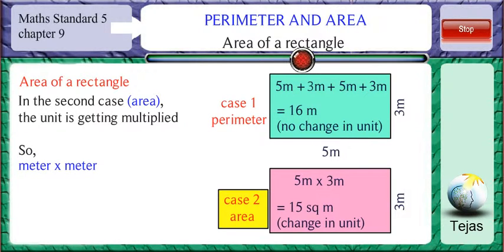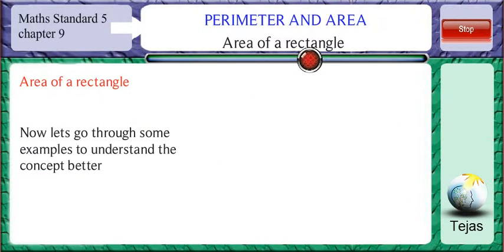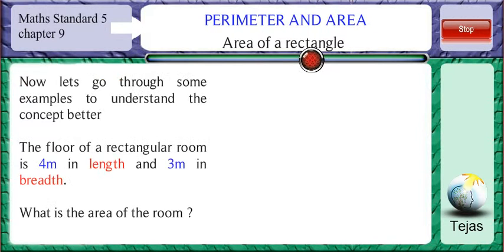So meter into meter is equal to meter squared or m squared or square meter. So unit of area is a square unit. If it is centimeters into centimeters, it will be square centimeter or centimeter squared. Now let's go through some examples to understand the concept better.